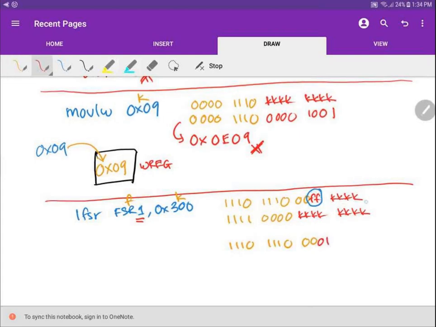So let us fill in 1110 1110 0001. Now do you see this KKK value? So this one is the first digit. Wait, I use different color. Never mind. This is the second digit, this is the third digit. So this is the first, second, and third.